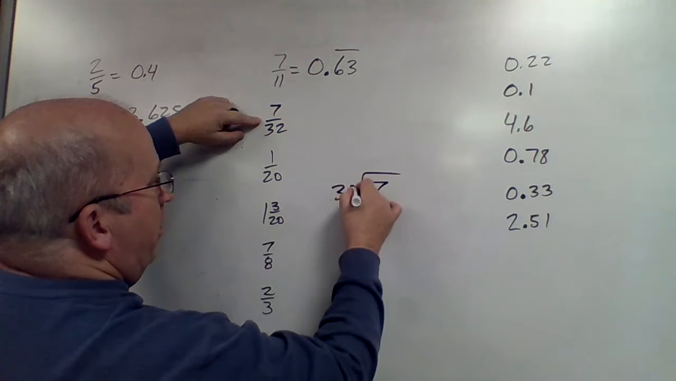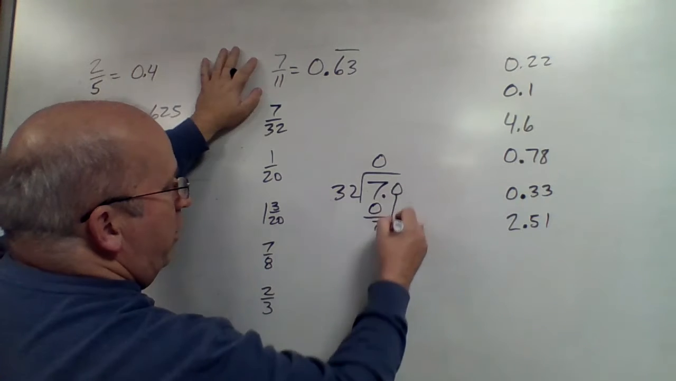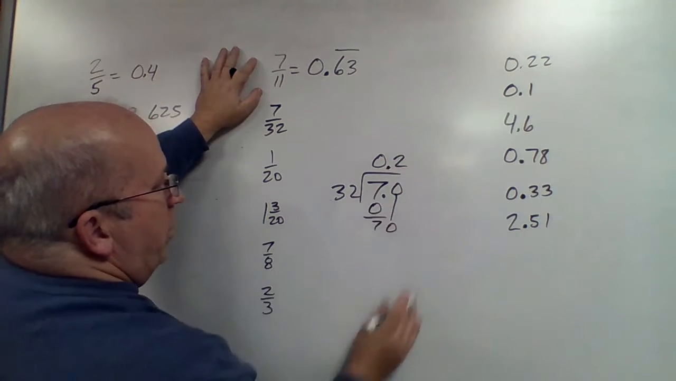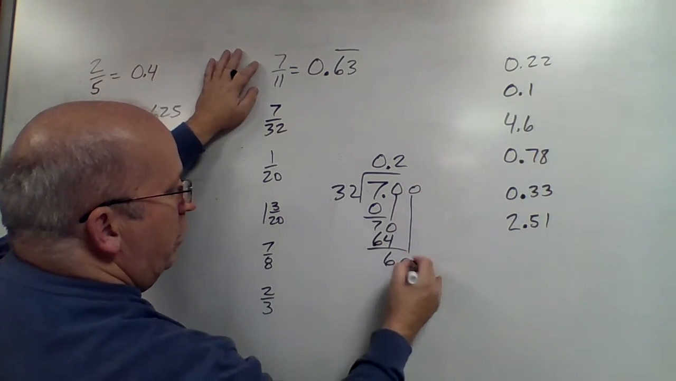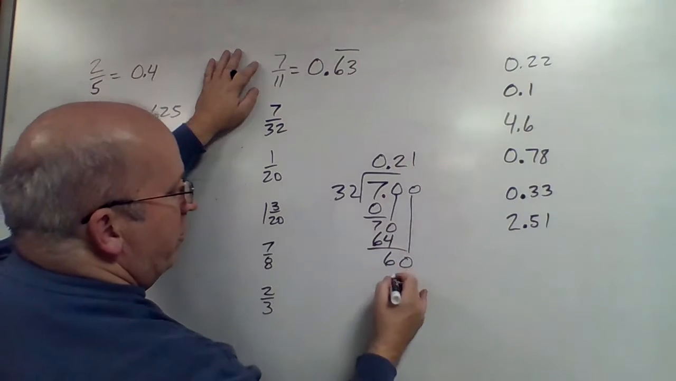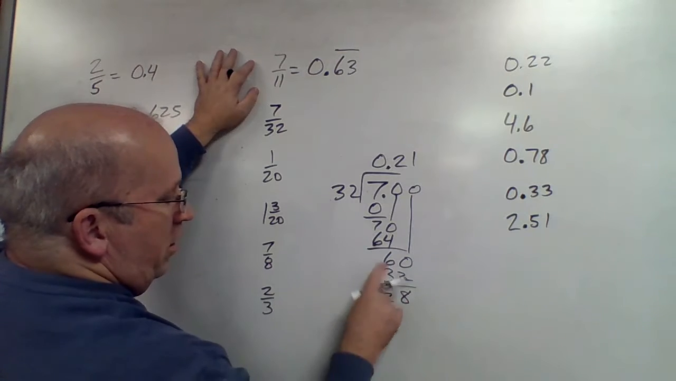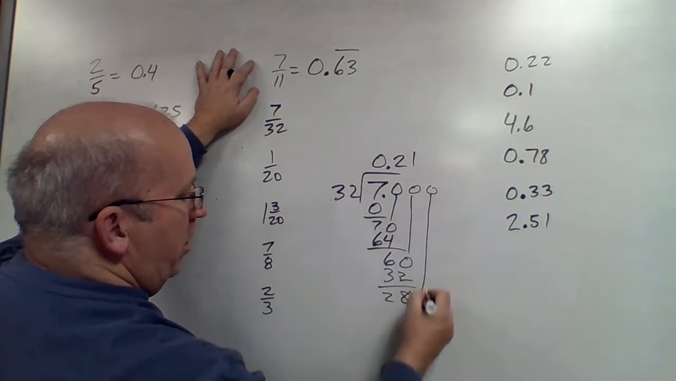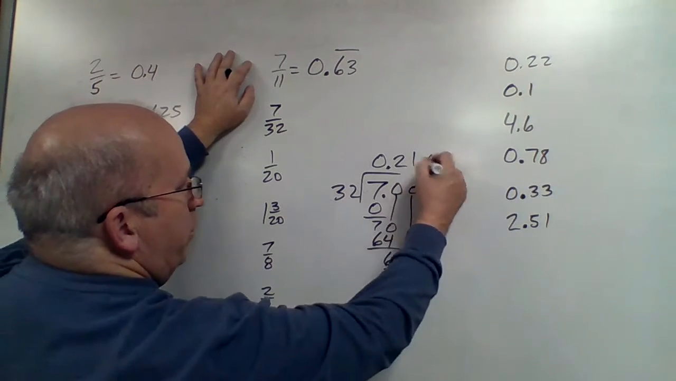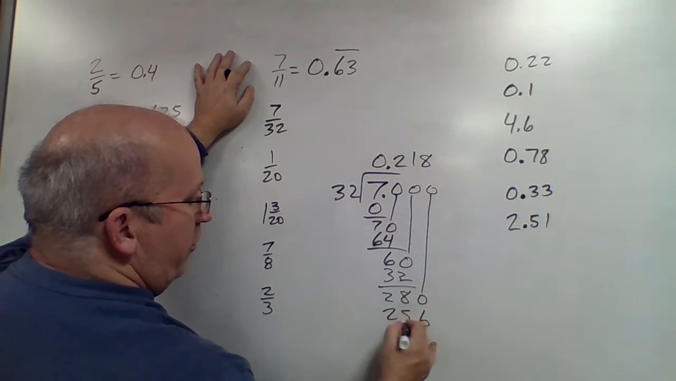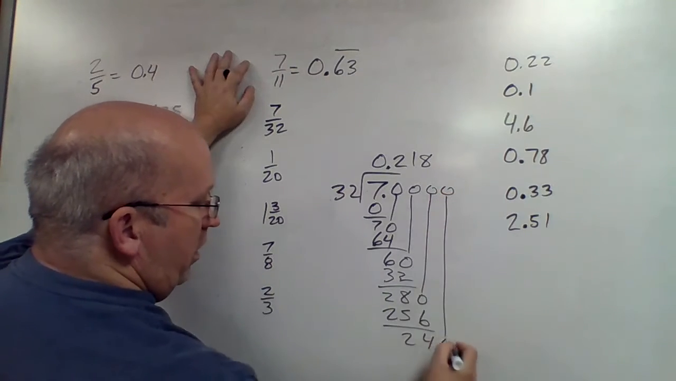7 divided by 32. 32 goes into 7 0 times. But it goes into 70 2 times, because 2 times 32 is 64. Remainder of 6, goes into 60 once. Oh boy, this is going to be a weird one, I think. 28 is my remainder. Let's bring down another 0. I think it's 8 times. 256, with a remainder of 24. Let's bring down another 0.